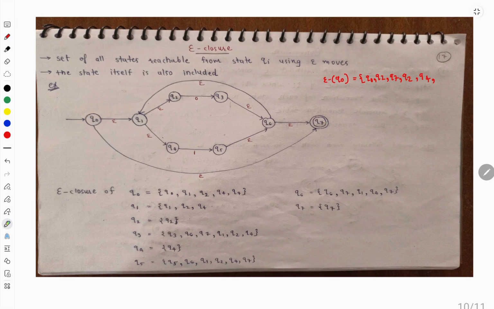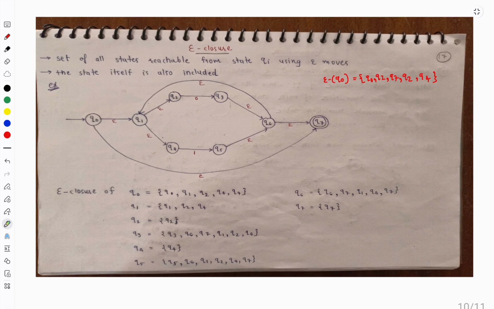Now, for Q2 and Q4 state, we need to check again epsilon moves. Is there any epsilon moves? No. So we need to stop here. Like this, we can find the epsilon closure of each and every state.